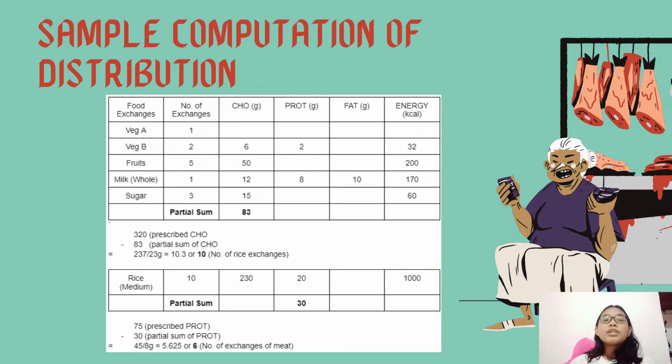It has a partial summation of 30 grams of protein. With that, it will be deducted from the prescribed amount of protein, which is 75 grams minus 30 grams is equals to 45 grams divided by 8 grams, which is a constant value, and is equals to 5.625 or 6, which is equivalent to the number of exchanges of meat.